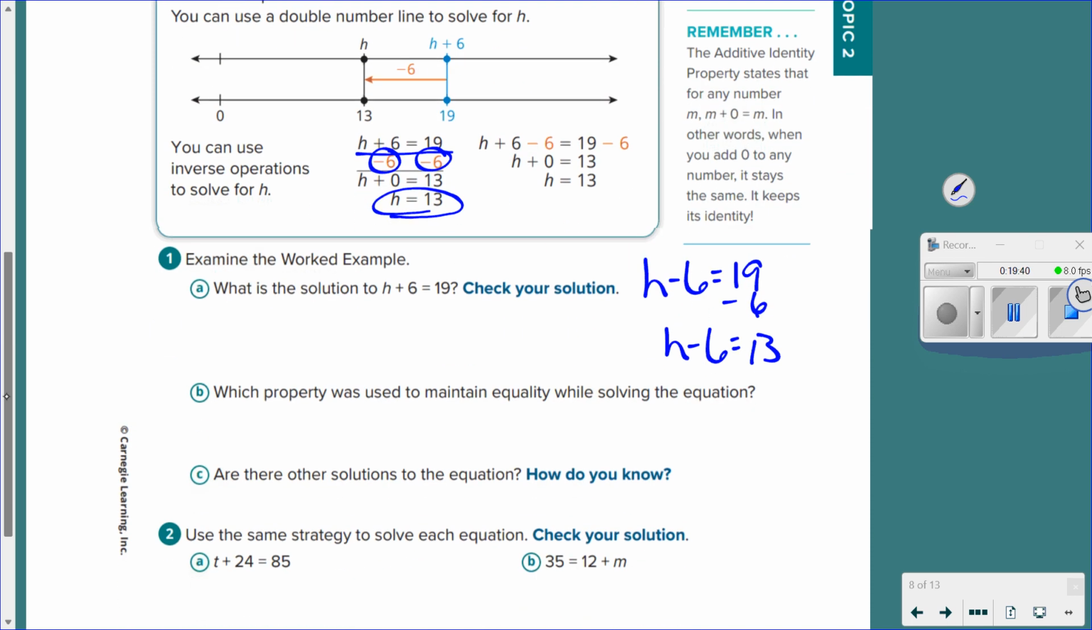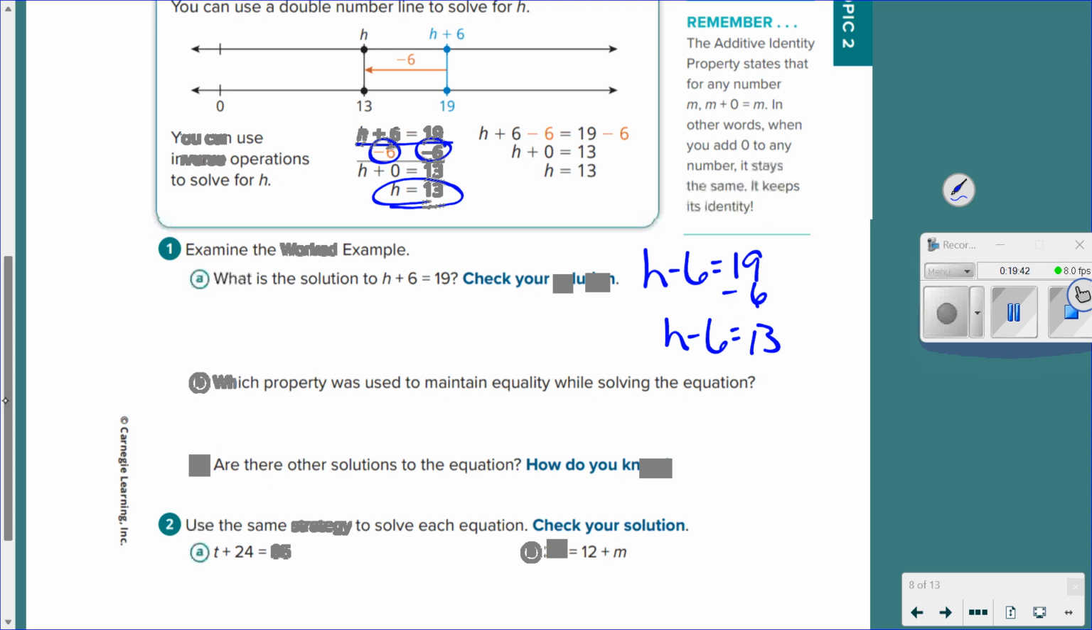So let's go through these real quick and give you guys a chance to get some practice in on this. So what is the solution to h plus 6 equals 19? Well, we found that it was 13. How do we check our solution? I substitute that value in. So instead of h plus 6, I now say 13 plus 6 equals 19. 13 plus 6 is 19. Does 19 equal 19? Yeah.